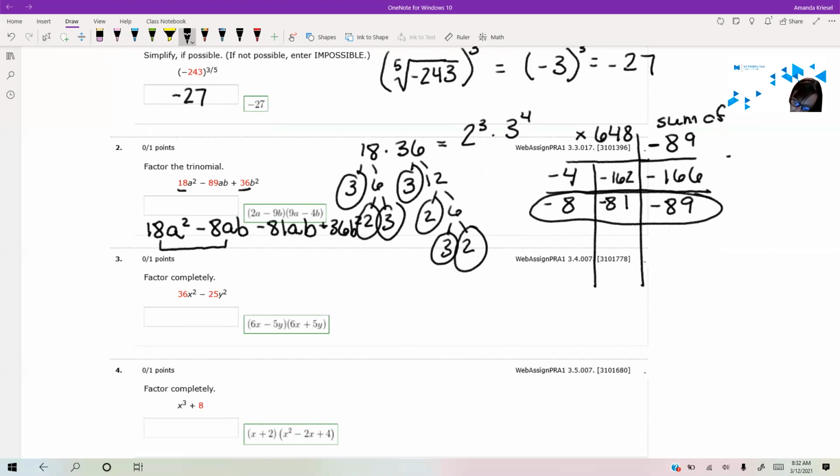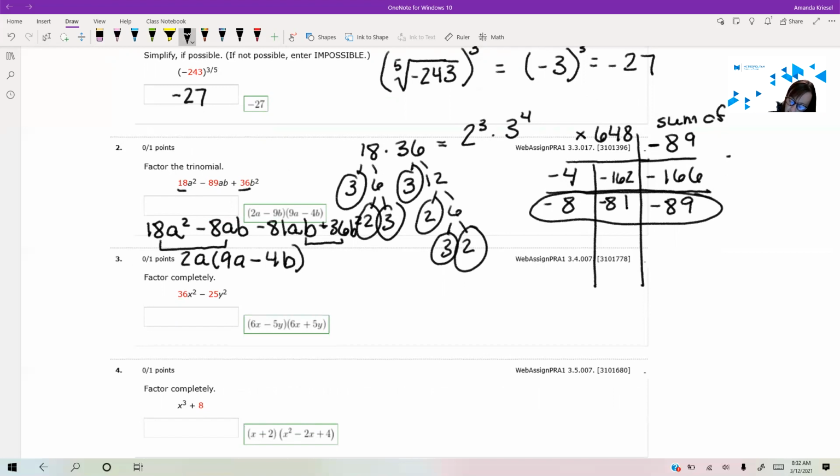Here I look at, are there any common factors between 18a squared and 8ab? I group them together, and I see that they each have an a in common. I also see a 2. So let's see, what do I get if I factor out 2a? I have 9a minus 4b. I think at that point it's factored as much as possible.